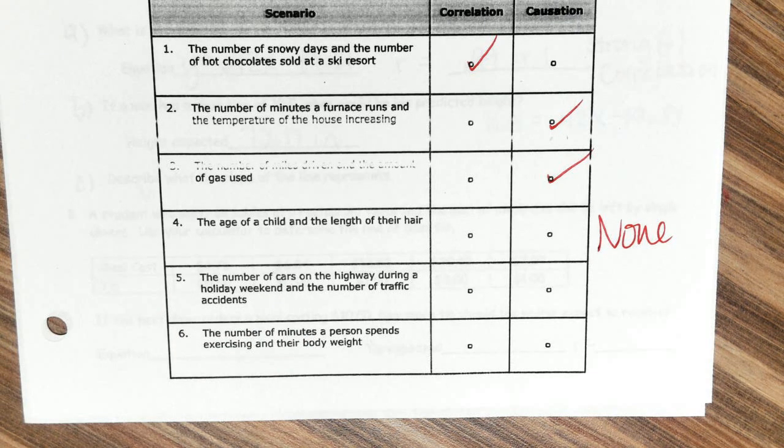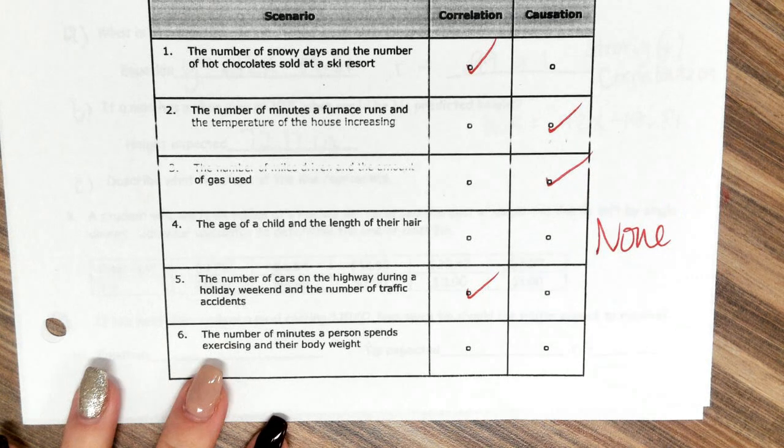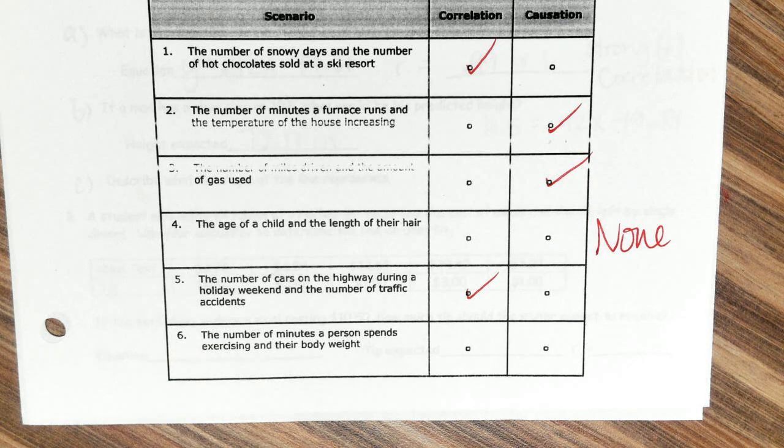Number 5, the number of cars on the highway during a holiday weekend and the number of traffic accidents. What do y'all think? Good. There's definitely a relationship, but it doesn't directly cause it.